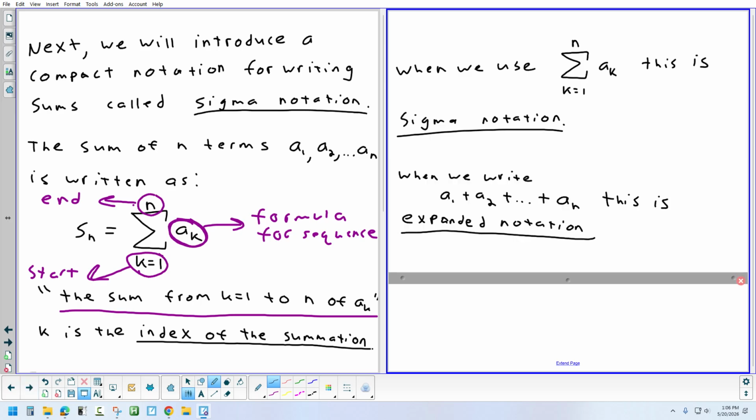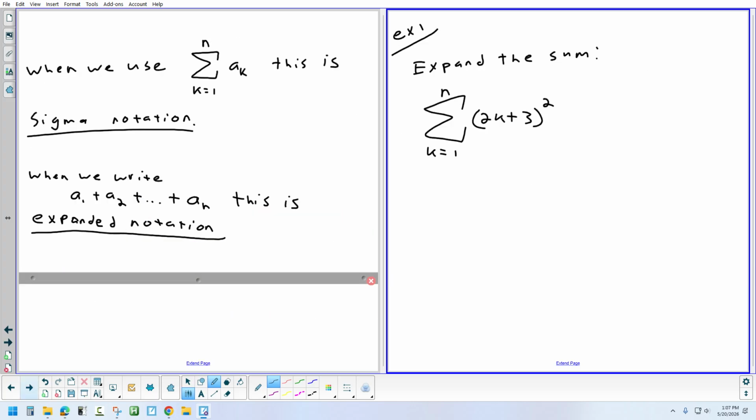I think I already said that too. So the top is what we call sigma notation, the bottom is expand. When you have to expand something, I would say generally do the first 3 terms. That's enough. And then jump to the last term.